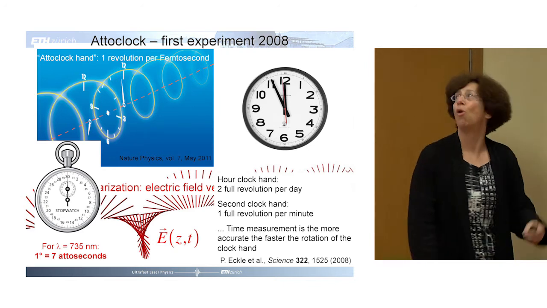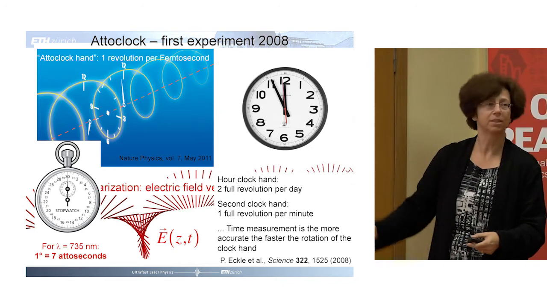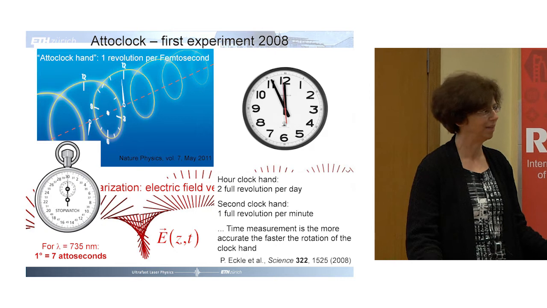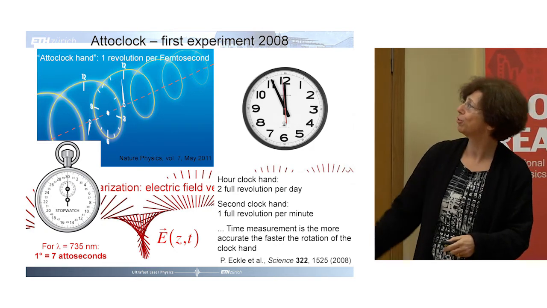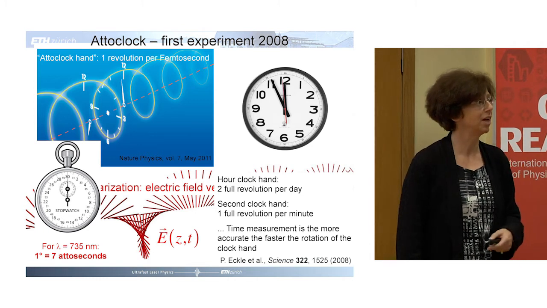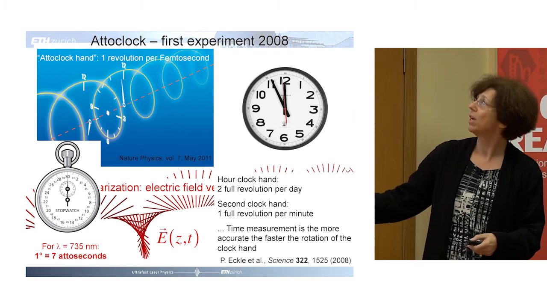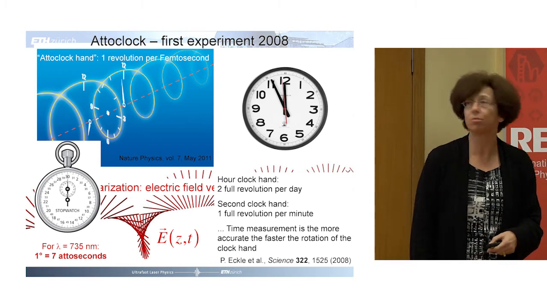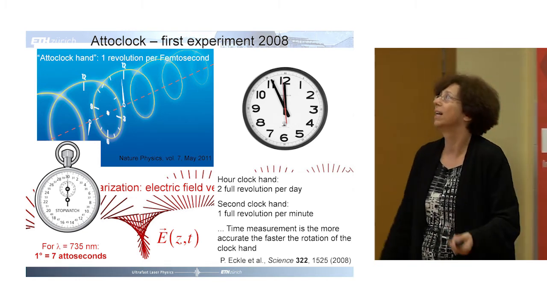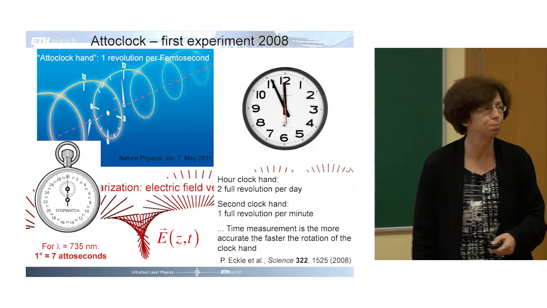So you have a time reference with the circular polarized electric field vector, which is acting as a hand of a clock. And we know from the measurements, the way we actually measure time in the macroscopic world, the faster the hand of the clock is rotating, the more accurate is your time measurement, right? And so if you go down into this 800 nanometer regime, you have more or less one revolution per femtosecond.